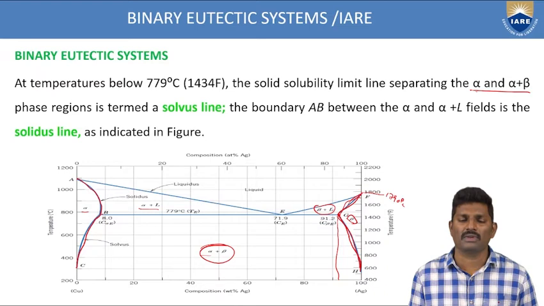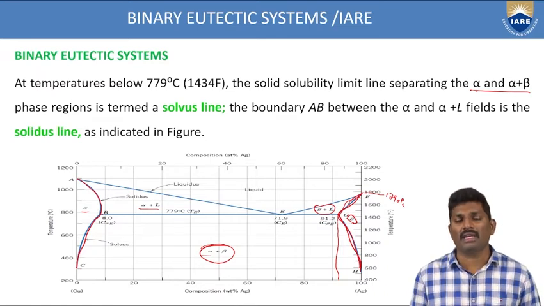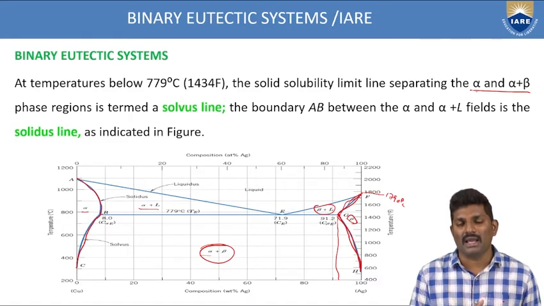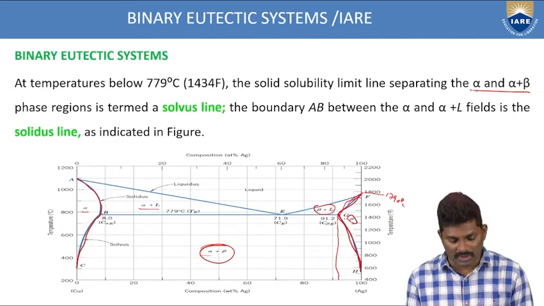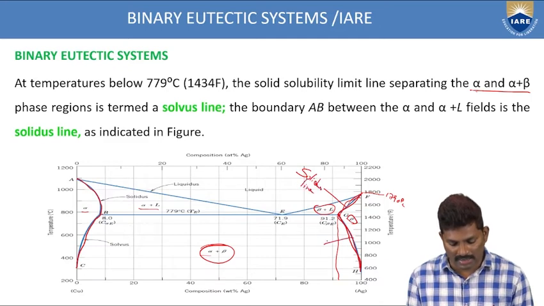Now after that, what is the fourth point we are considering? You are identifying which is the solidus line and which is the solvus line. The line separating the liquid and solid phases is called the solidus line, and the line separating both the solid phases is called the solvus line. The same thing we are trying to identify for the beta phase also. So GF is called the solidus line, and HG is called the solvus line.